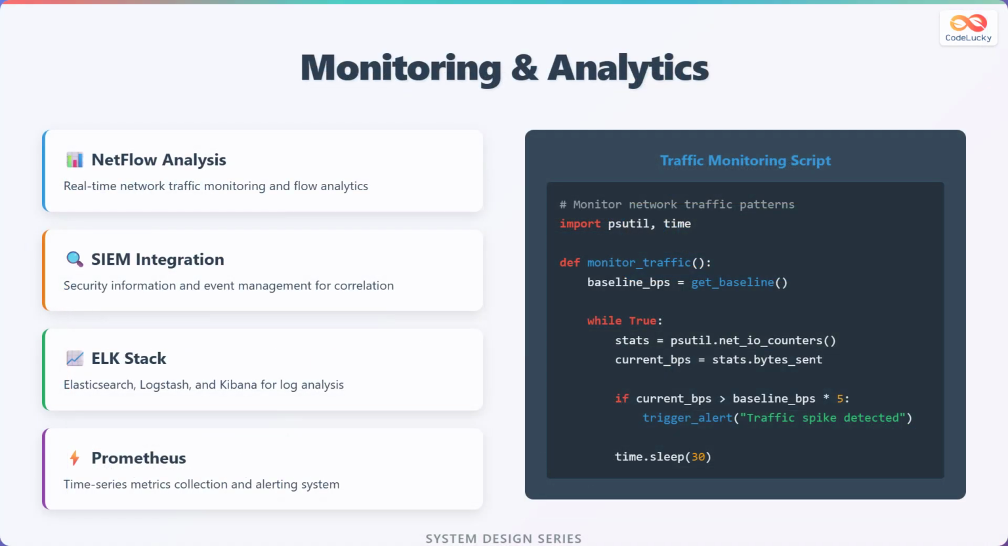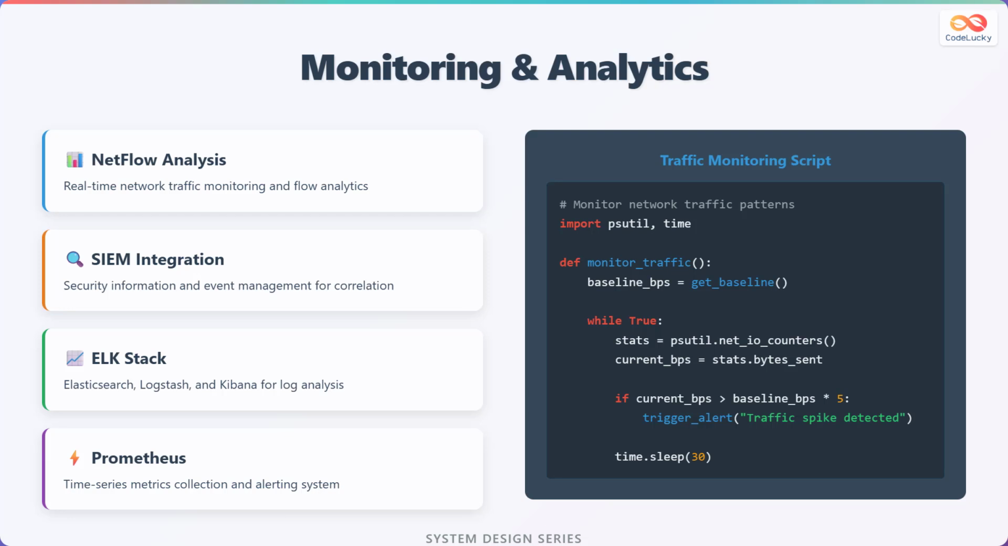These are the different monitoring and analytics tools for distributed denial of service protection. NetFlow Analysis provides real-time network traffic monitoring and flow analytics to detect anomalies. Security Information and Event Management, or SIEM, integration allows for correlation of security events from various sources to identify attacks. The Elastic Stack, which includes Elasticsearch, Logstash, and Kibana, is used for log analysis and visualization. Prometheus is used for time series metrics collection and alerting.